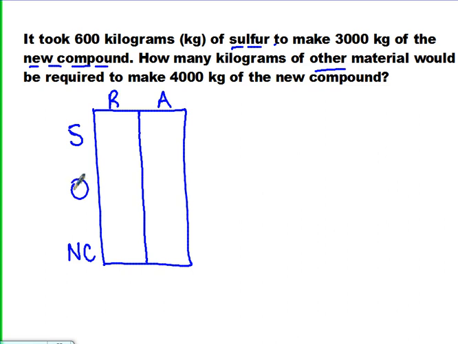Now let's fill in the information. It took 600 kilograms of sulfur to make 3,000 kilograms of the new compound. How many kilograms of other material would make? So we're looking for other to make 4,000 kilograms of the new compound. All right, so this is our ratio box with the information that we have been given.